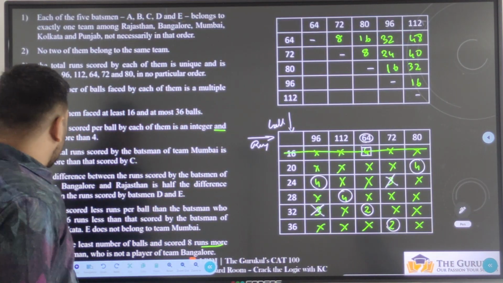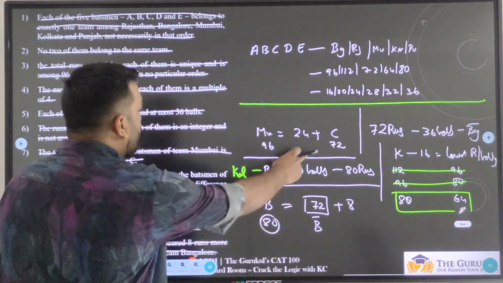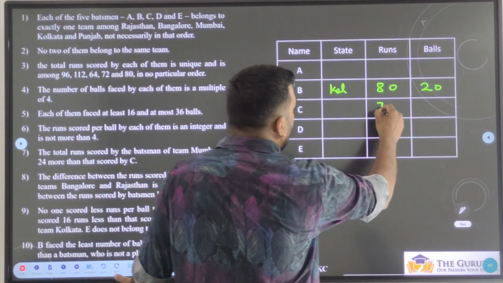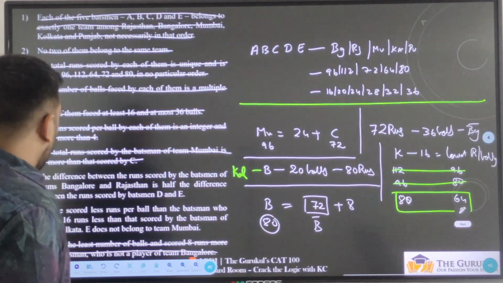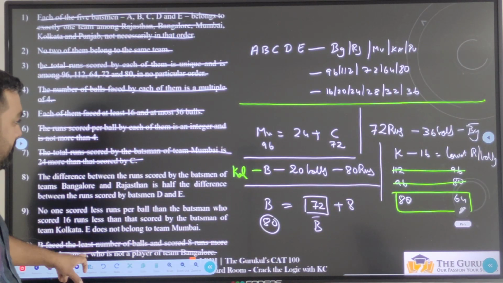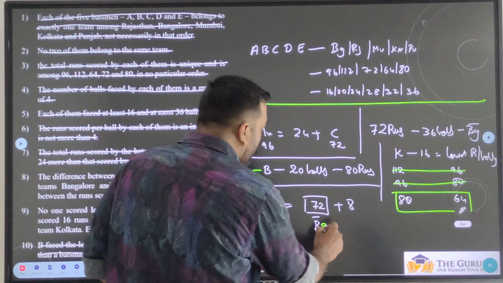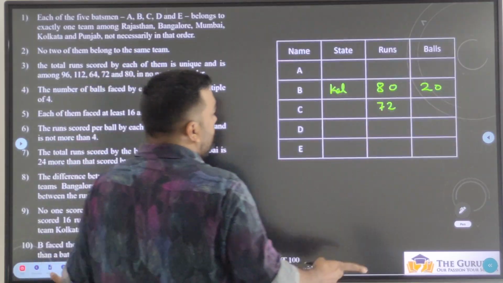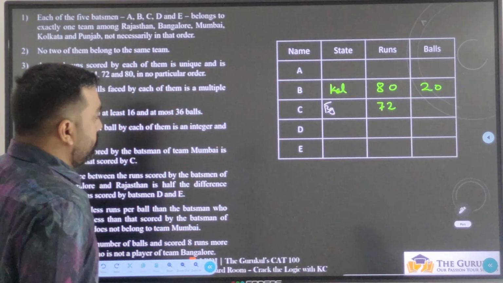Do I know anyone else? C. C is scoring 72 runs. I don't know where he is from. Now, if you observe carefully the 10th statement, B, whatever this B statement is there, B is 72 runs. This means this is Bangalore only. That's what we kept our bar, which means this is not Bangalore. For sure, we can say that.